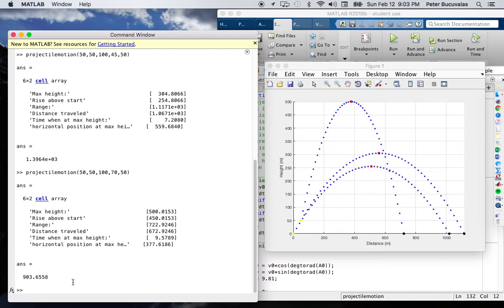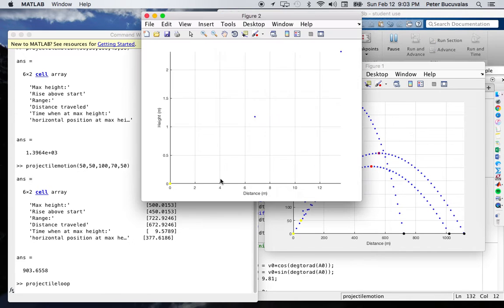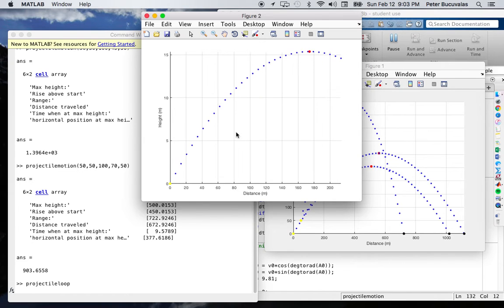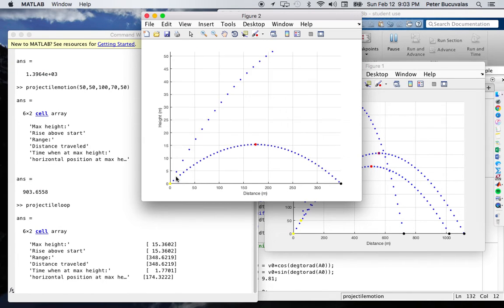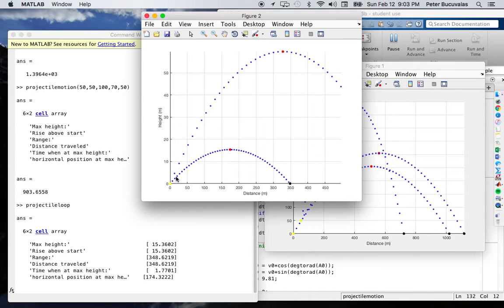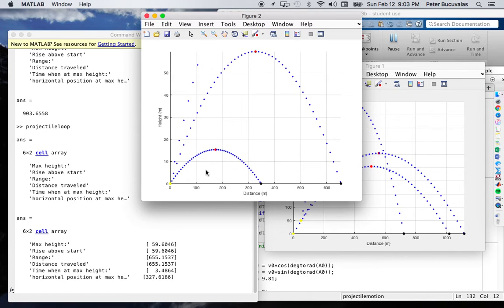And also, as part of this project, we are to have a loop. So here is the projectile loop. This is showing a projectile launch at 100 meters per second. The initial launch is at 10 degrees and increases in 10-degree increments.